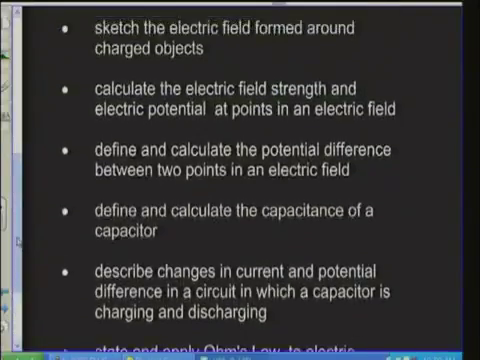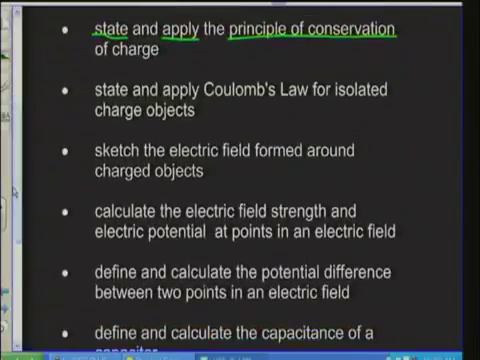All right. Let's have a look at this. The next one. State and apply Coulomb's law. You need to know this one. And here again, we're talking about isolated charged objects. Here it's Coulomb's law: forces between two objects that are carrying charge. You need to be able to use that law there.